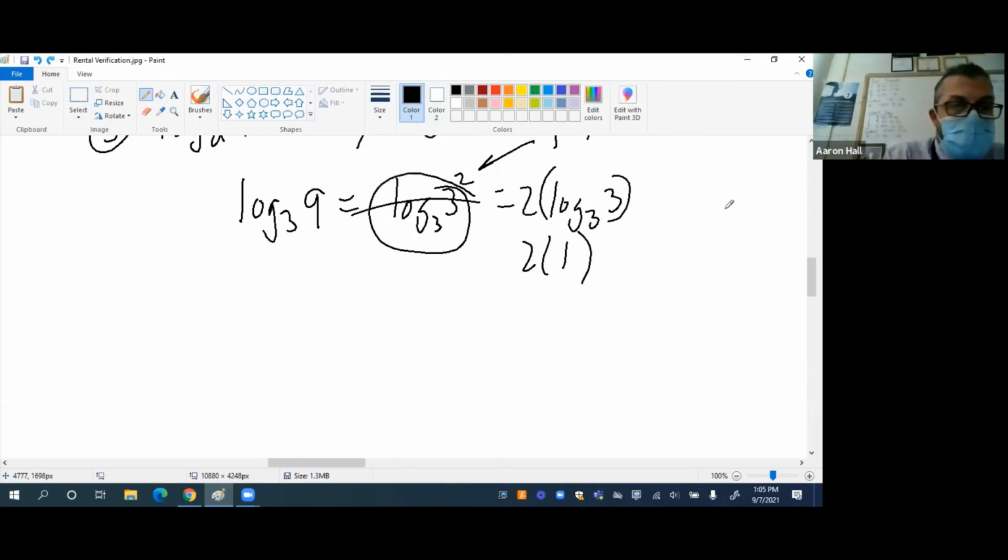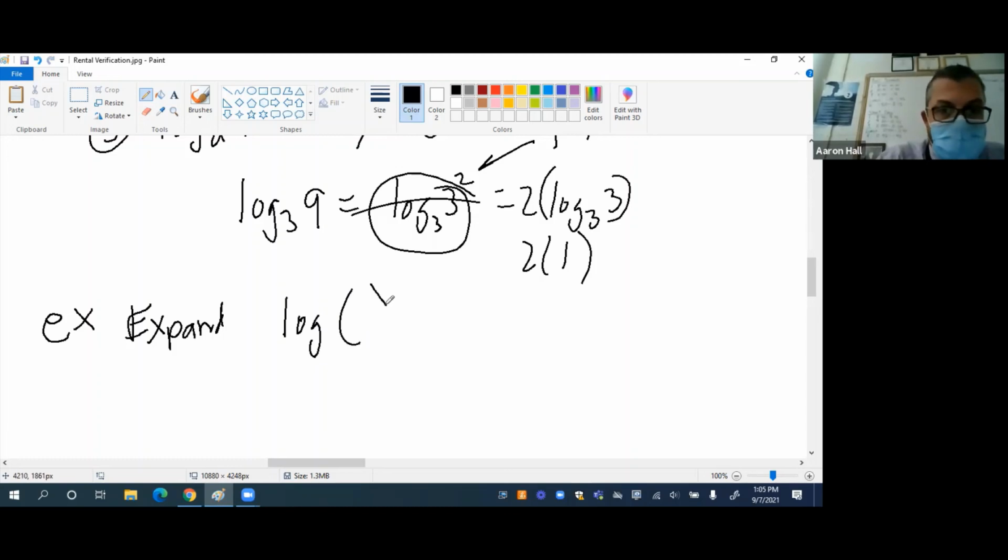Here's our example. I want to expand log base, I'm not going to say. How would I expand? I don't like that 3 at all. I don't like the parentheses.